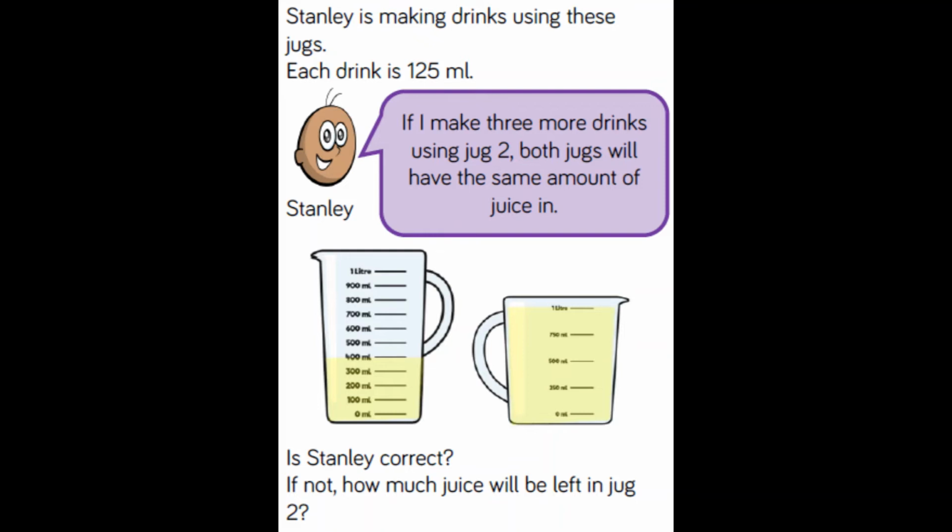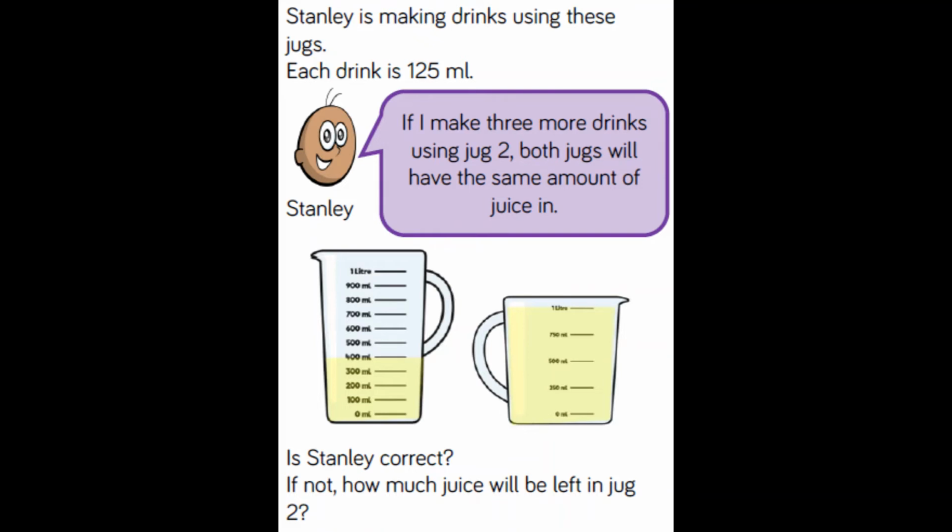So we've got jug 1, which is the taller jug, jug 2, which is the shorter jug, and he's making some drinks by pouring out the juice in the jugs. And each drink that he's going to make is 125 millilitres. And he's going to make 3 more drinks using jug 2. And we need to see whether he's right. He thinks that both jugs will then end up with the same amount in. And if he's not right, we need to work out how much would be left in jug 2.